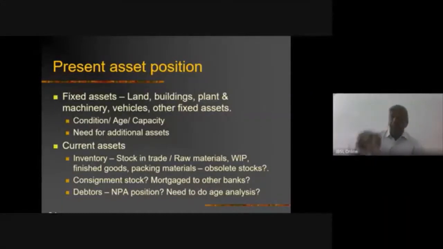So there, of course, you have to take out the obsolete stock. Then you have to take out the consignment stock. You have to take out the mortgage stock, mortgaged to other banks. And finally, in the case of debtors, that is trade receivable, you have to take out the bad debts. And finally, you have to calculate what the current assets are, after the inspection.